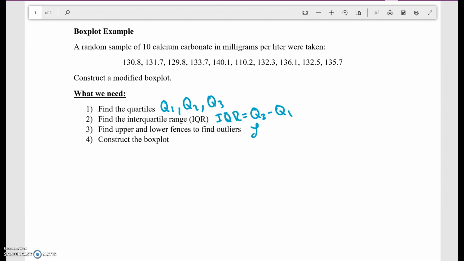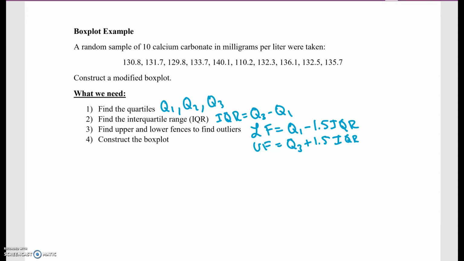So my lower fence, I'm going to write it as LF, is going to be Q1 minus 1.5 times the IQR. And then my upper fence is going to be Q3 plus 1.5 times the IQR. And then I can construct my box plot. So let's go ahead and try this out.